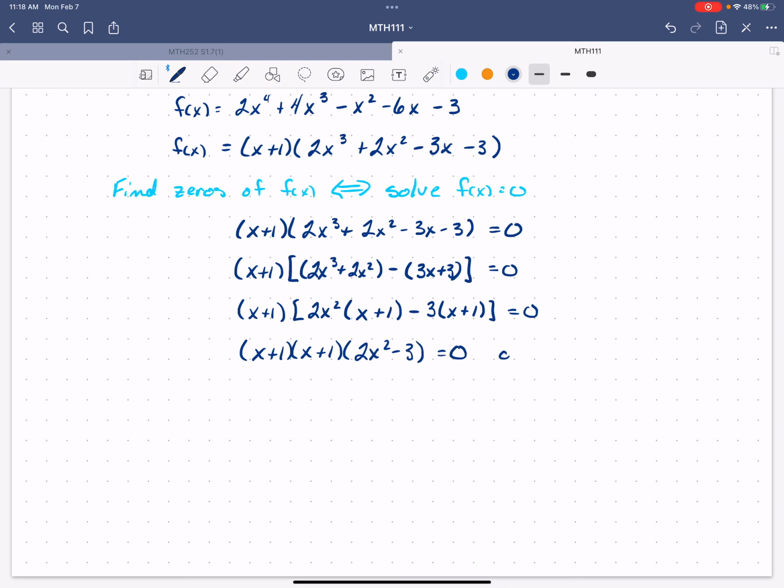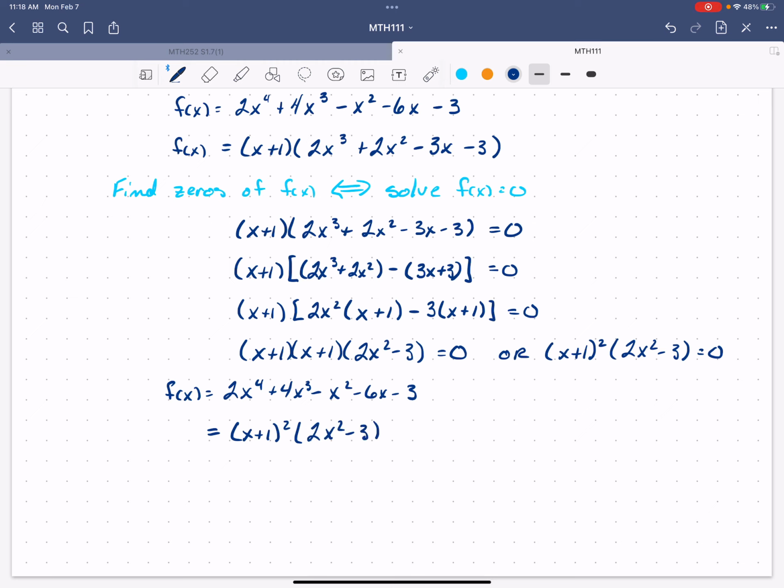Or x plus 1 squared times 2x squared minus 3. So that means that my function, my original polynomial, can be rewritten as x plus 1 squared times 2x squared minus 3. That's a version of a factored form.